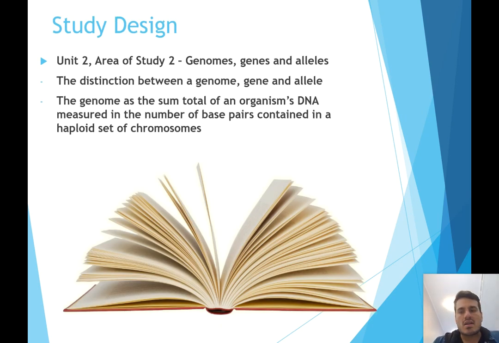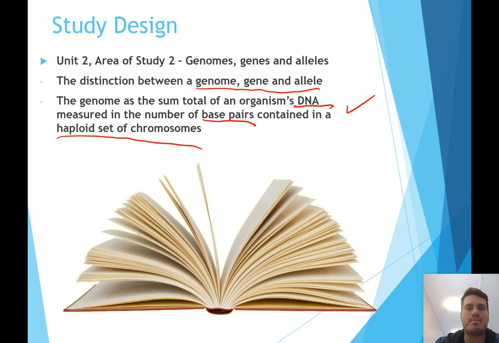Okay, so in the study design, you guys have to know about Unit 2, Area of Study 1: genomes, genes, and alleles. We have to distinguish those 3 words. Okay, define and distinguish them. Remember that when we're talking about differences, we have to talk about the difference between the 2 things. And then we're going to branch out into the genome a little bit more as pretty much a good definition: the sum total of an organism's DNA measured in the number of base pairs contained in a haploid set of chromosomes. Great definition for that word, genome.